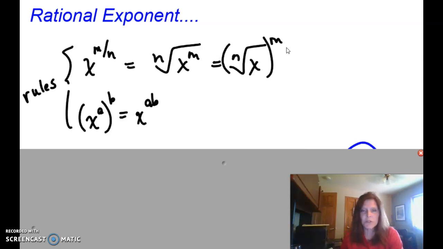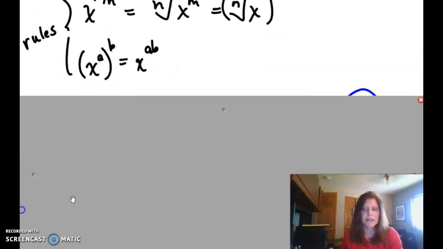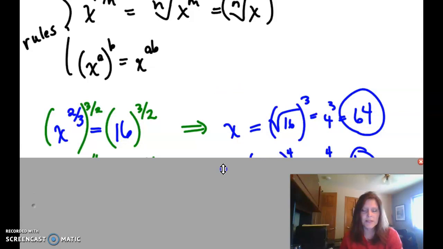Another rule we're going to use to help solve these equations is the rule that says if you have something raised to a power and raised to a power again, you're going to multiply those exponents. All right, so let's take a look at an example here. This first one, I have x to the 2/3 equals 16. So the blue part's my original problem. How do I solve that?